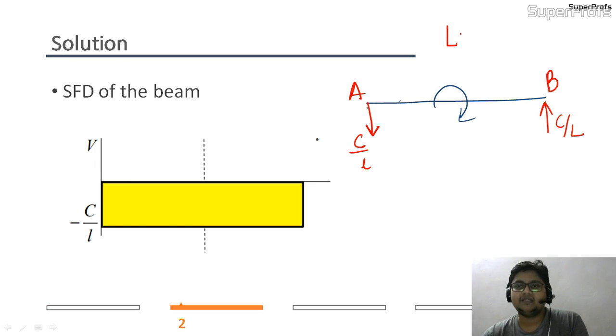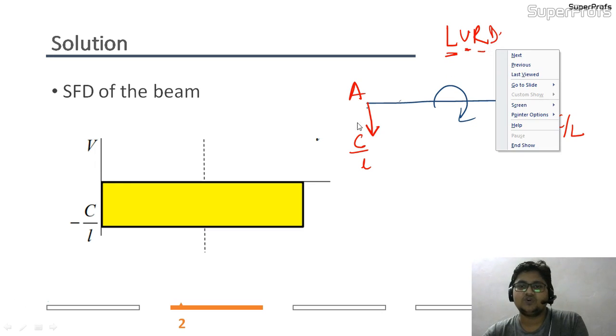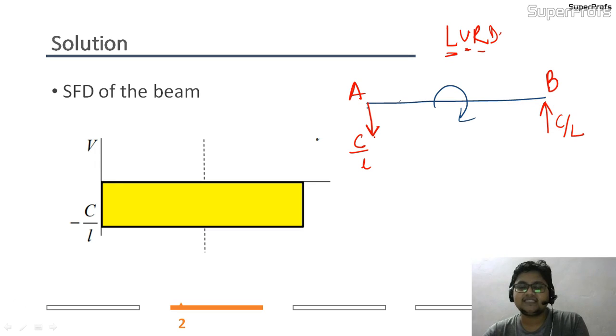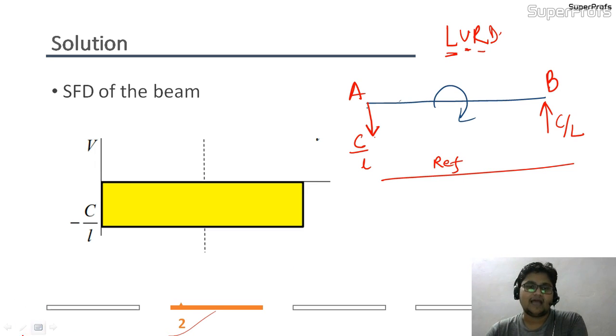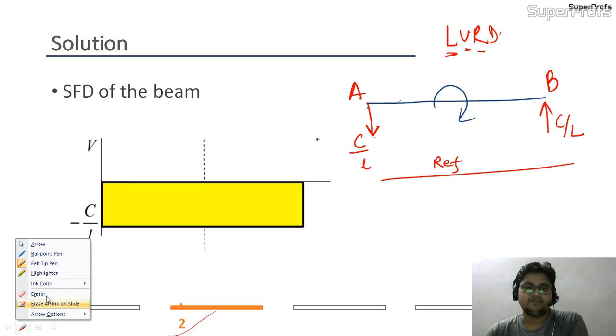Now again remember this LURD, that is, left upward is positive and right downward is negative. As this force is acting in the downward direction and it is on the left hand side, it will be a case of negative shear force. So this is my reference line, and I will be drawing the shear force diagram.